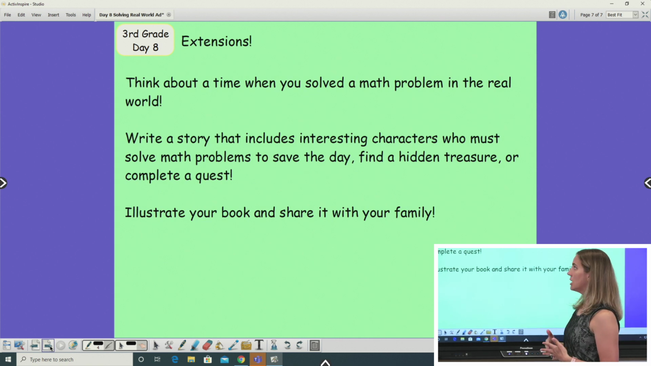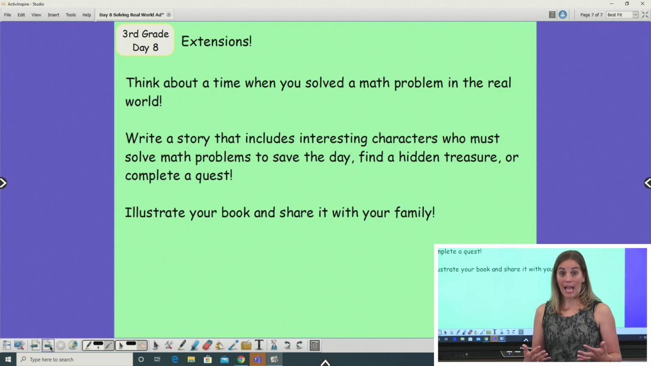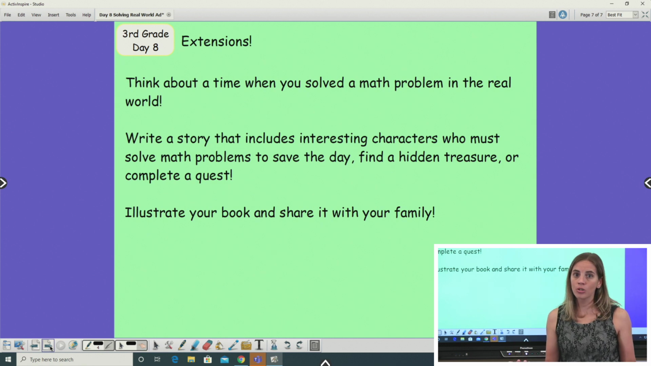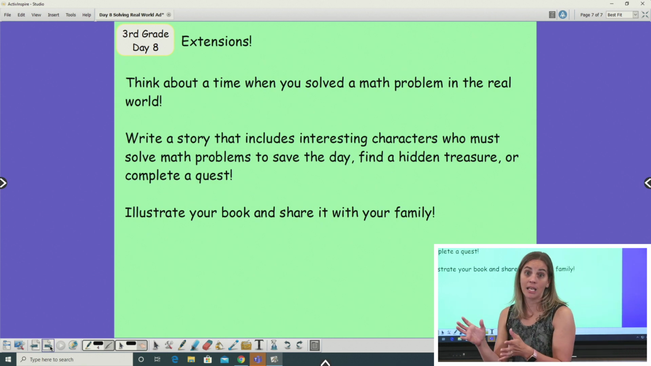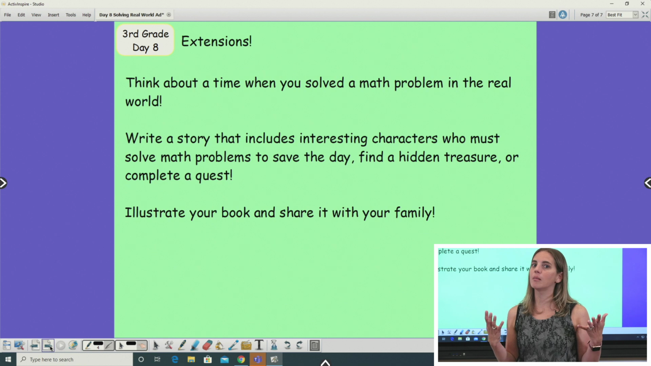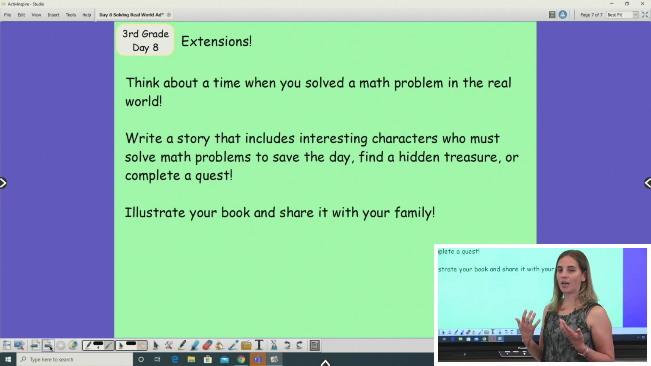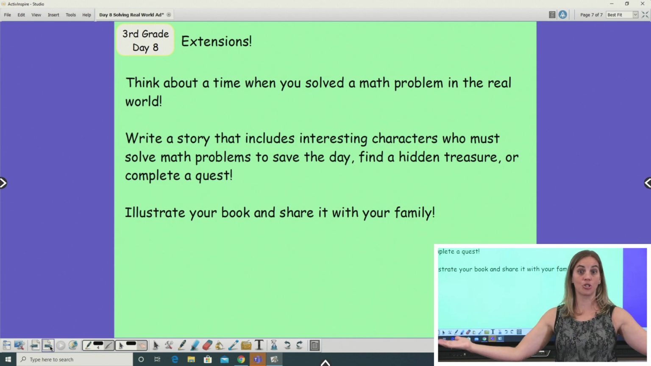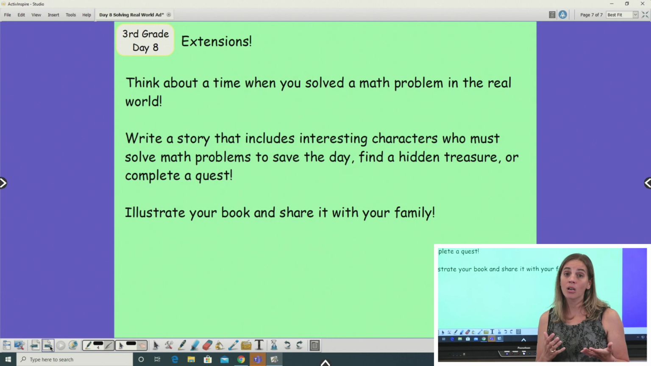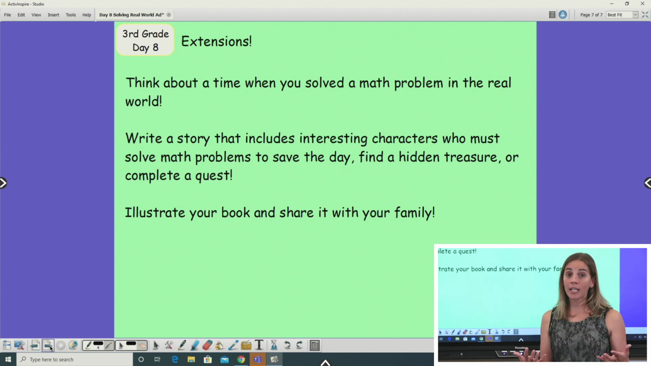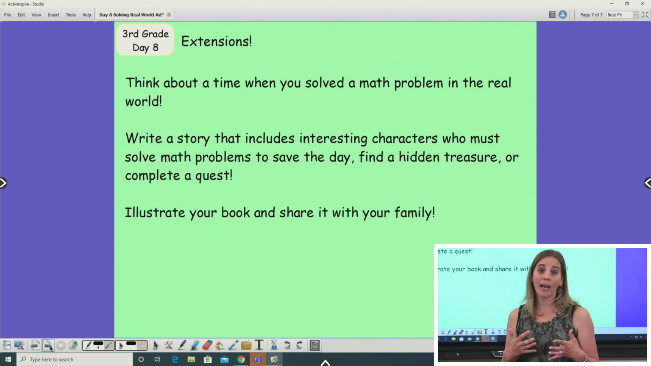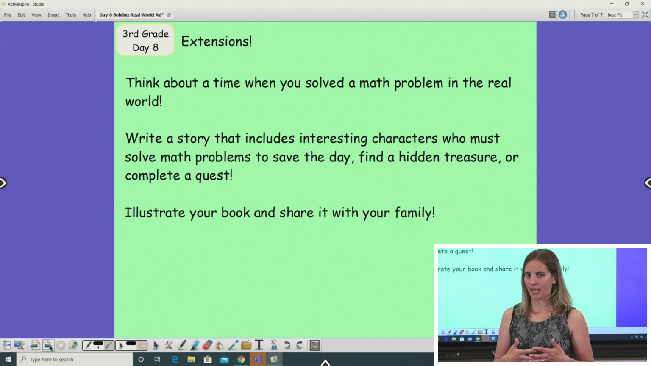Or maybe you have a superhero, and he's trying to save the world from the evil math man, and he has to solve all of these problems to find math man's hideout. Or maybe you have a knight in shining armor who's trying to save the princess, and she's trapped behind bars in a tower, and there's a dragon guarding her, and you have to use math to get past the dragon.